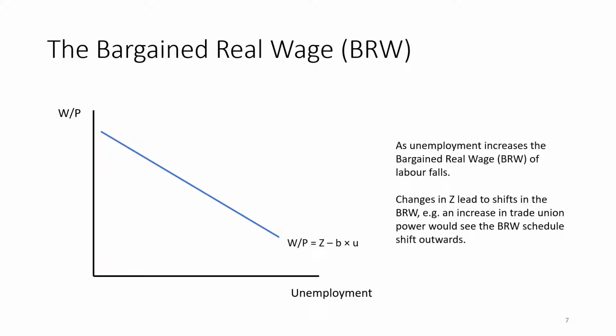The bargain real wage is basically the level of real wage that workers push for at each rate of unemployment. And as we have seen, as the unemployment rate increases, this level of aspiration falls. So we've basically got an inverse relationship between the real wage that workers want and the rate of unemployment they face. Remember, workers are primarily responsible for just setting the nominal wage here. So they take the price level as given and they set the nominal wage in order to achieve their target or aspirational real wage.